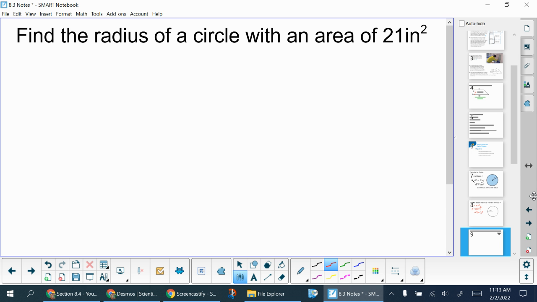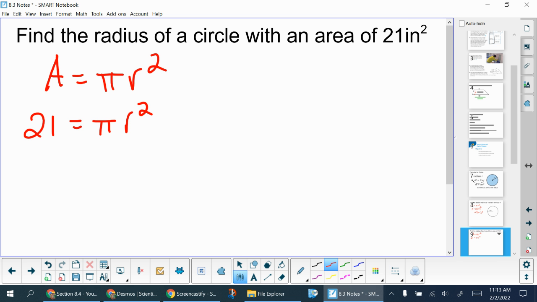Now, you, of course, are going to have to be able to work backwards on these. And so here we've got: find the radius of a circle with an area of 21 inches squared, or 21 square inches. Be careful. Some of these are going to be just 21. Some of them are going to be like 21 pi. It's going to change your answer. So make sure you're actually reading what the question says and not just what you want it to say. So again, I know the area and I want the radius. So I'm going to use the area formula. I'm going to plug in what I know.